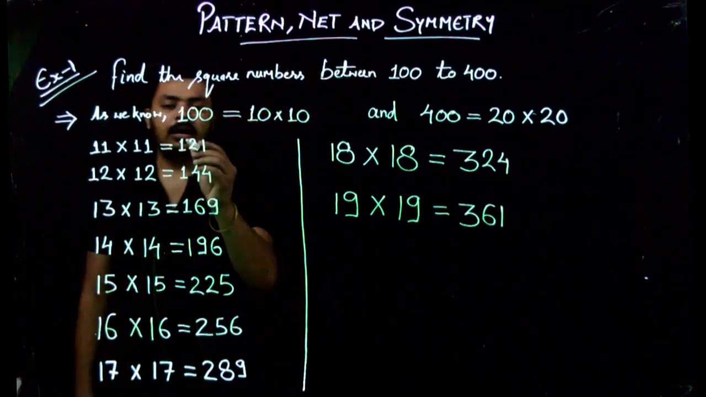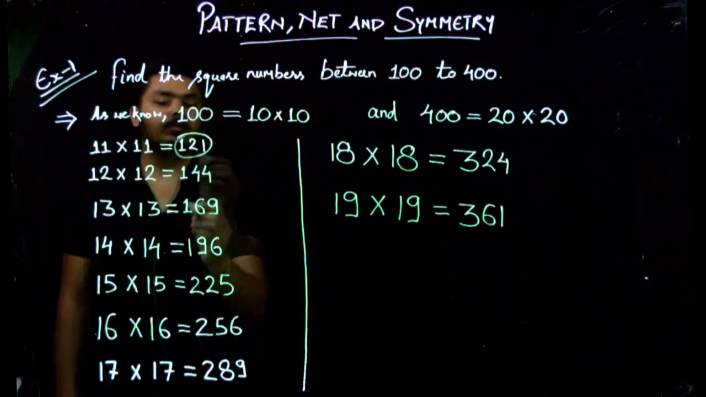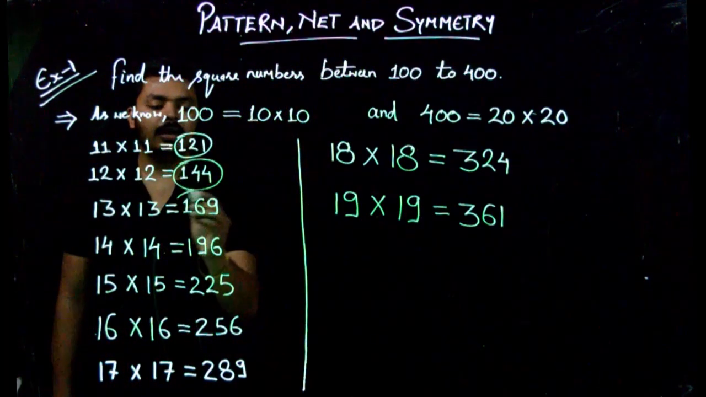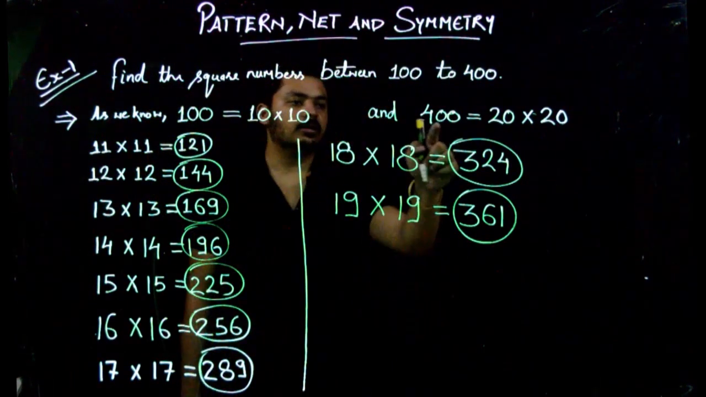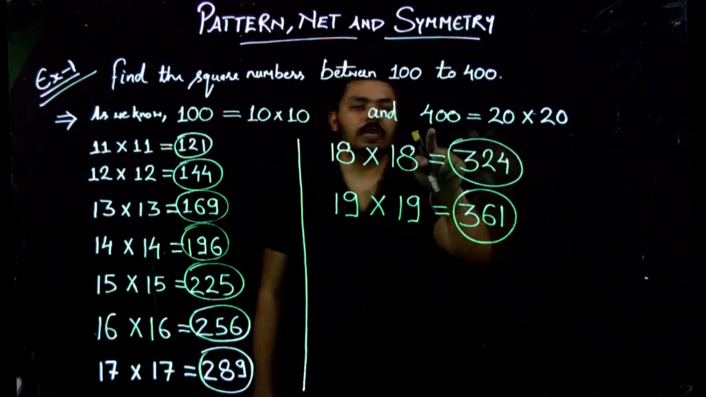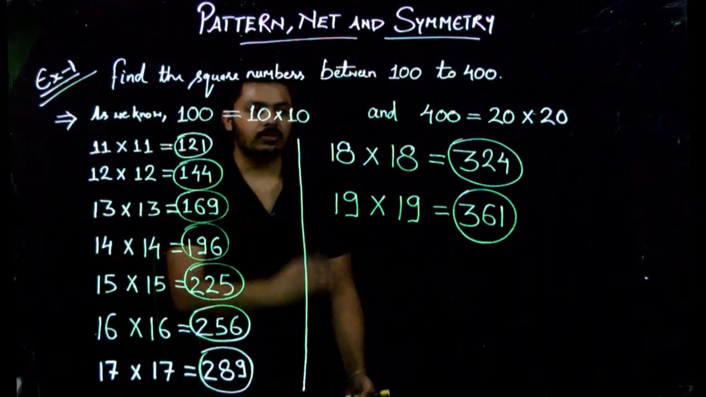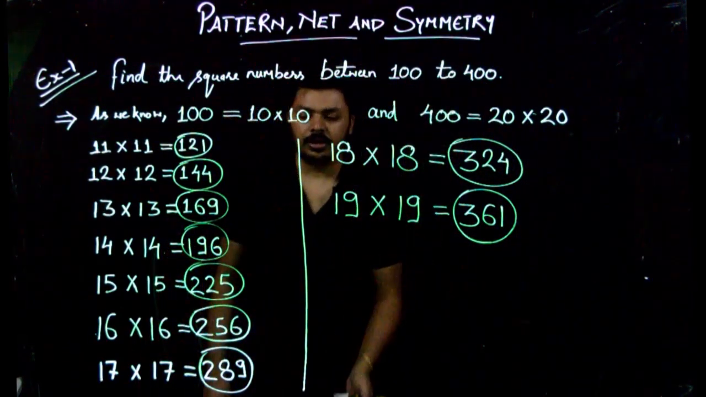So these are the square numbers between 100 and 400. As our next square would be 20 square, that is 400. So these are the squares between 100 and 400.